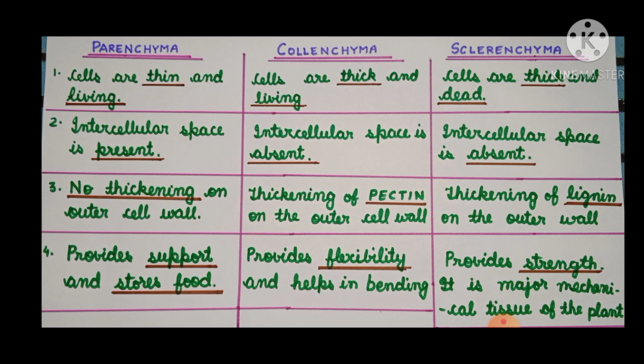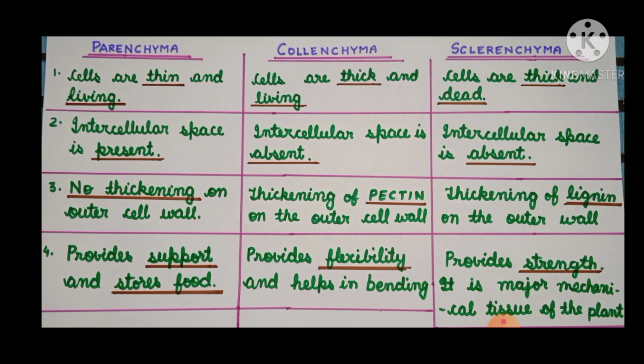Now second point, intercellular space. In parenchyma, there is intercellular space, whereas in collenchyma, intercellular space is absent. Whereas in Sclerenchyma also intercellular space is absent. So is it clear to you? Intercellular space is present only in parenchyma and it is absent in collenchyma and Sclerenchyma. Now let us move to the third point. There is no thickening on the cell wall of parenchyma. Since there is no thickening, there is the presence of intercellular space in parenchyma tissue.